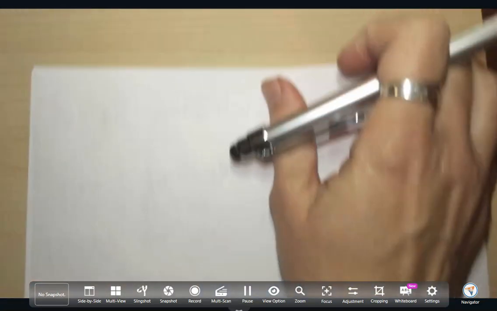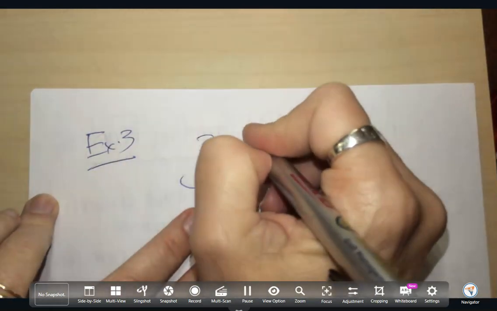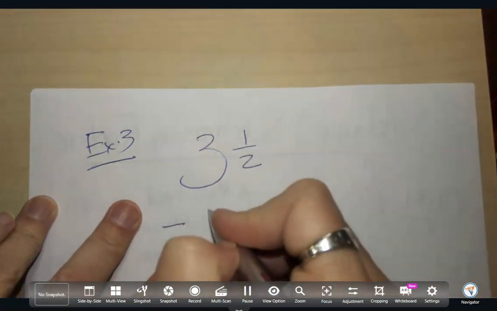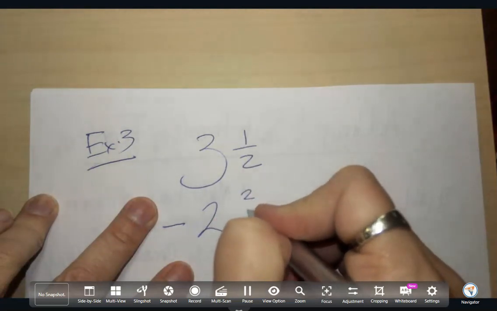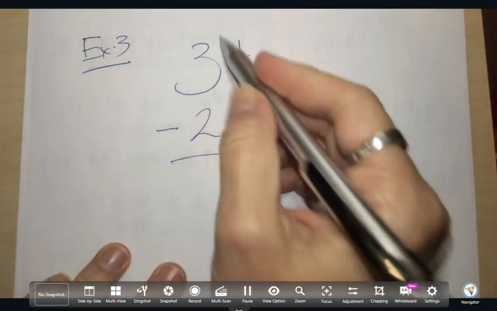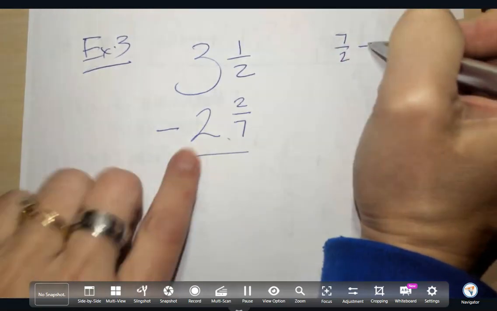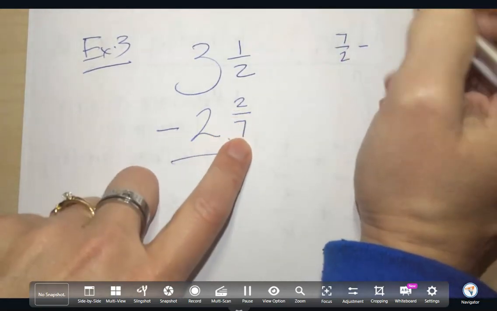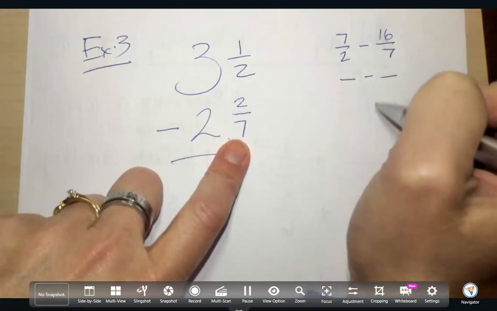We'll do one more. Let's say a blast from the mixed number past. If I have 3 and 1/2 minus 2 and 2/7. You have a couple different options here. You could change them to improper fractions. And so my problem becomes 7/2 minus 2 times 7 is 14 plus 2, 16/7. And I could rewrite with a common denominator.